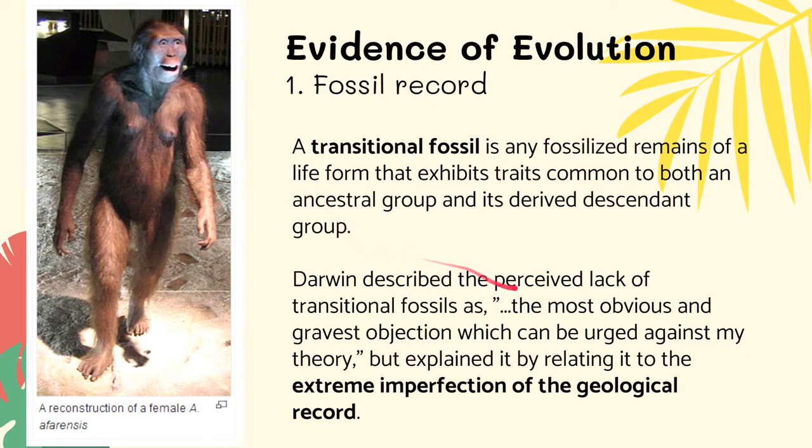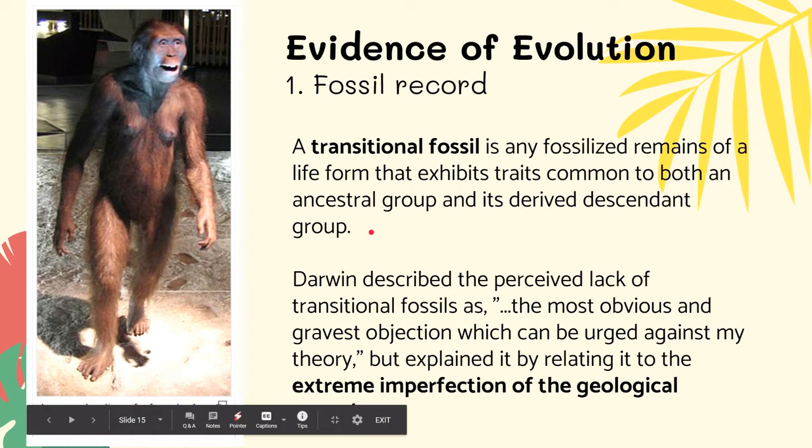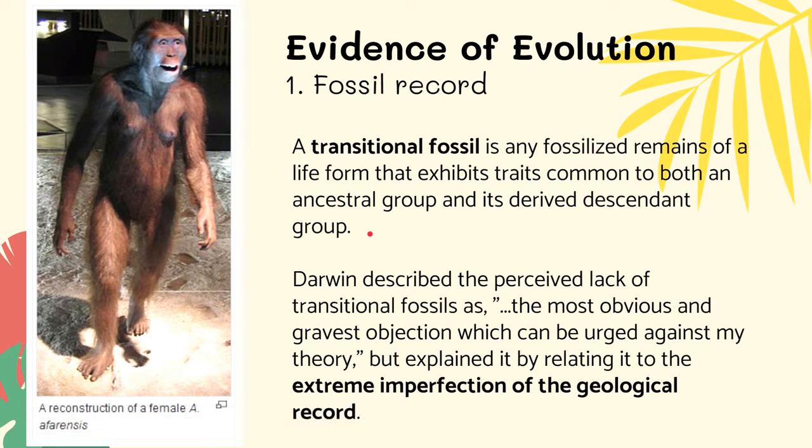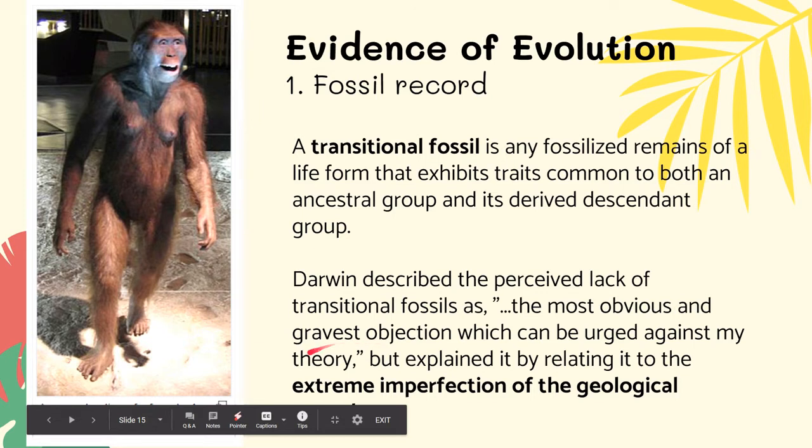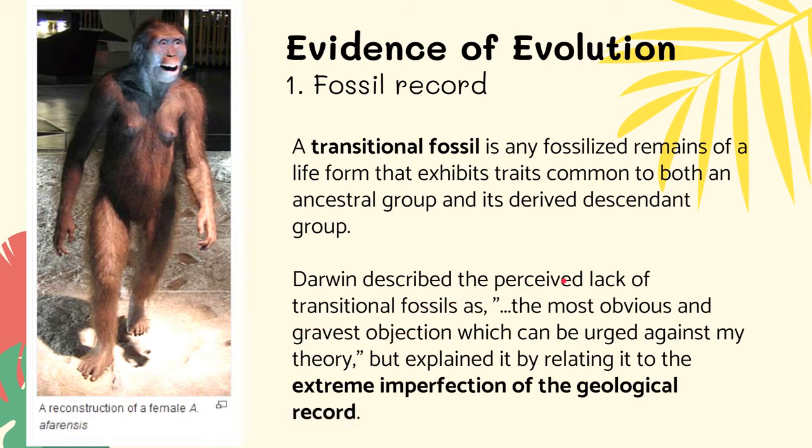Anyway, Darwin described the lack of transitional fossils during his time. Again, we have a more complete record of the fossils nowadays than during his time. He described that the lack of transitional fossils is the most obvious and gravest objection which can be urged against his theory. That was one of the major criticisms of the theory of evolution based on natural selection. But he was able to explain that it could be because of the extreme imperfection of the geological record, which is also beyond anybody's control. Right? It's not the theory's fault, it's that we have certain limitations based on geomorphological processes.